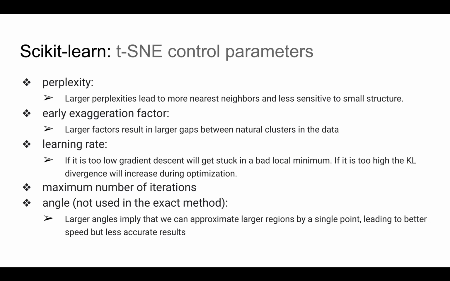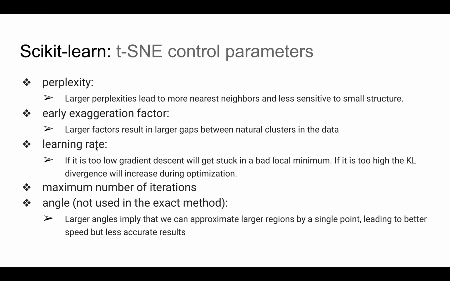And the control parameters for t-SNE in scikit-learn, the most important one is perplexity. So the larger the value of perplexity, what we get is more nearest neighbors, and it's less sensitive to smaller structure. There's also the early exaggeration factor. So large factors result in larger gaps between the natural clusters in the data.